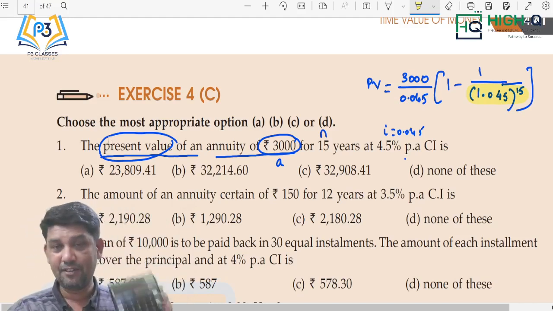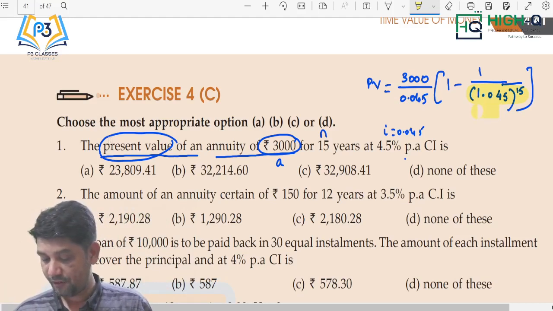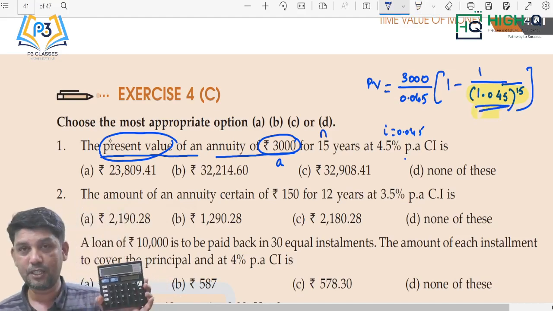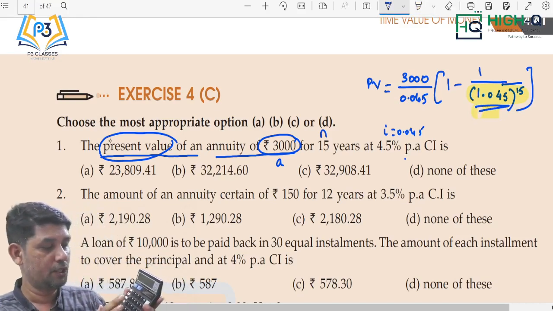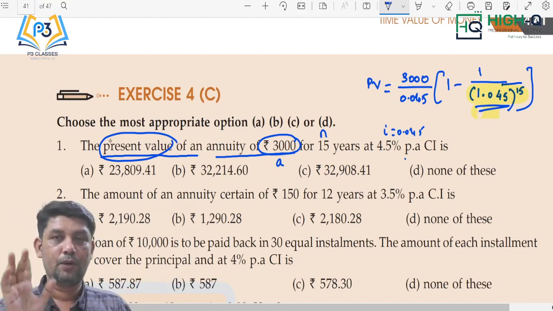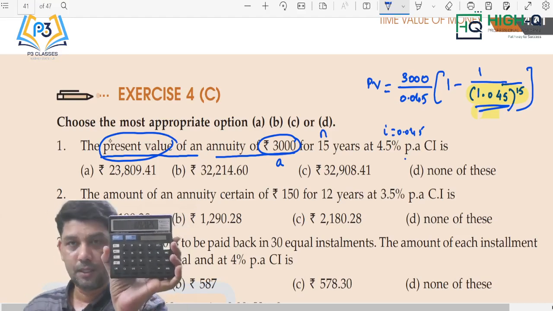From where do I start if I am using the calculator directly? I told you, by using the calculator directly we can complete this problem. First I will start from (1.045)^15, my dear. First I always start from (1.045)^15. From there only I start. What do I do? 1.045 into equal to. That means square.